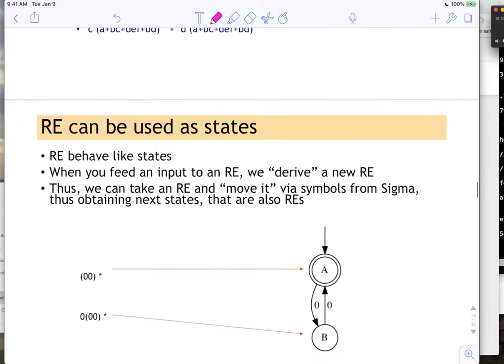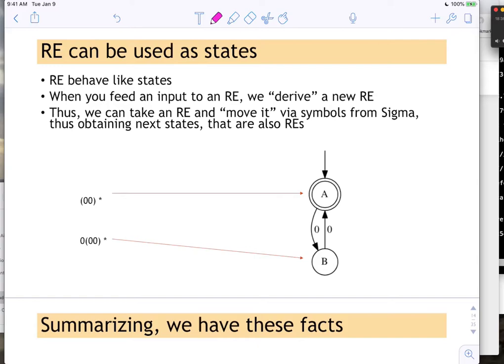Okay, so the basic idea is to now immediately observe that once we have this derivative game, we can take regular expressions as proxies for states. So if you think of this DFA, you will immediately cry out saying, this is 0, 0 star for a zero alphabet. But now you can sort of label that state A with 0, 0 star. You are a 0, 0 star state.